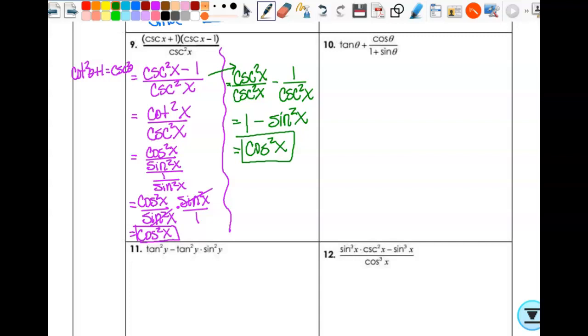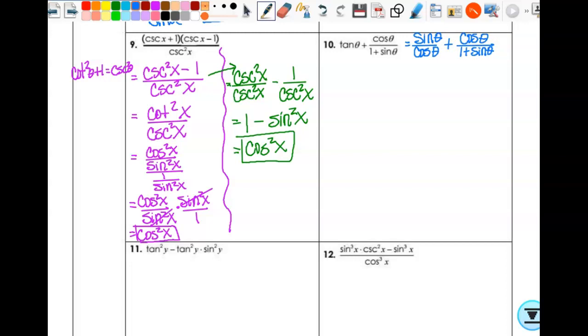All right, so number 10. We've got tangent theta plus cosine over 1 plus sine. So I think I would like to get a common denominator, but I would like to go ahead and make that tangent into sine and cosine first. Maybe things will work out a little bit nicer. So instead of tangent, we're going to make this sine theta over cosine theta, plus cosine theta over 1 plus sine theta.